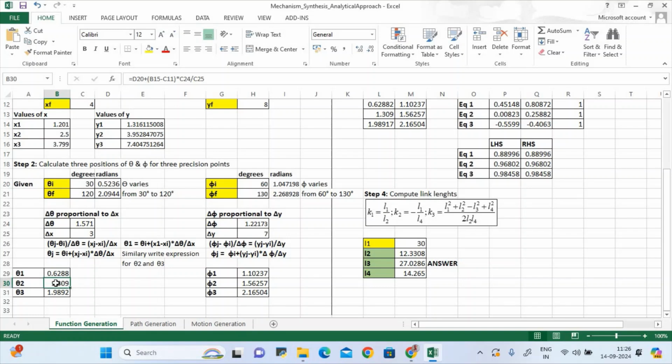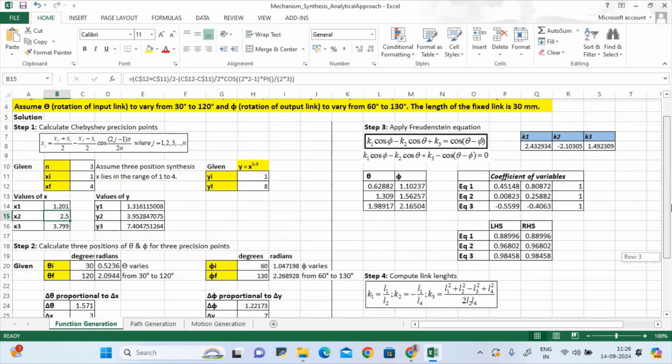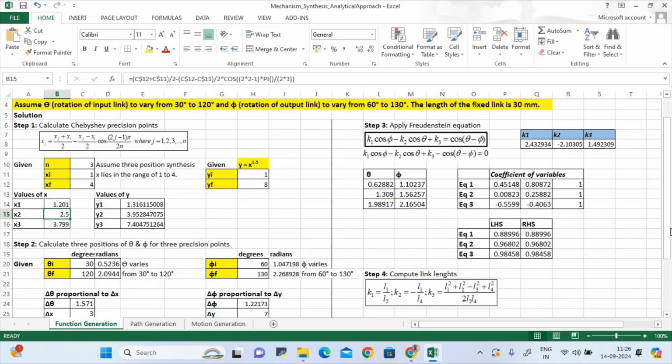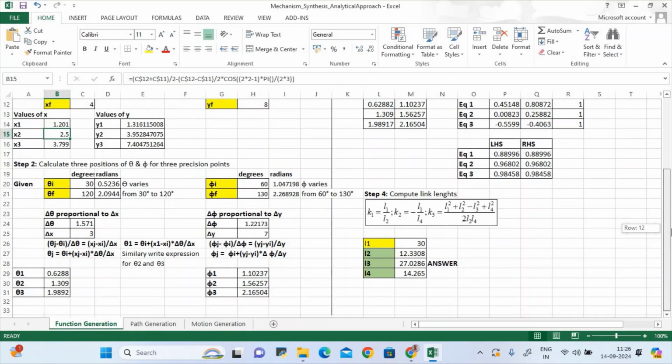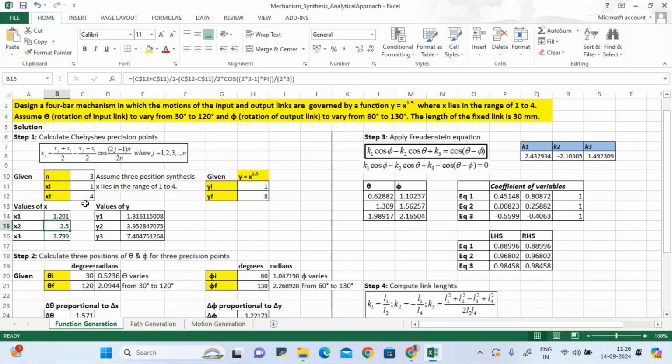Theta 2 will also be something like this, that is D20. Again, this cell will be a fixed cell. So here you take D20 plus B15 minus C11. Where is your B15? B15 is x2 here, since you are calculating for the second precision point, minus xi, the initial value, which is obviously 1.